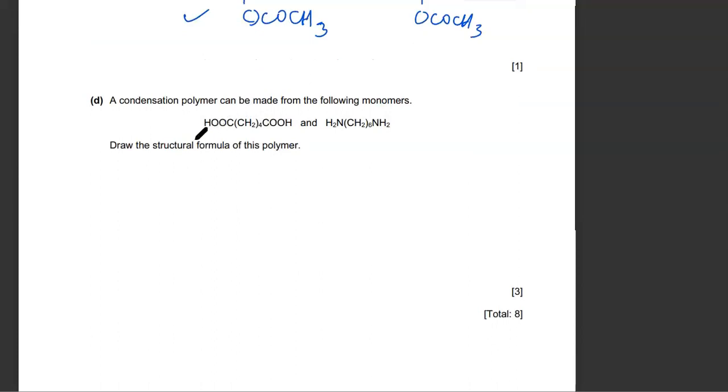So now the condensation polymer can be made from the following. So they gave you two monomers now. Draw the structural formula of this polymer.